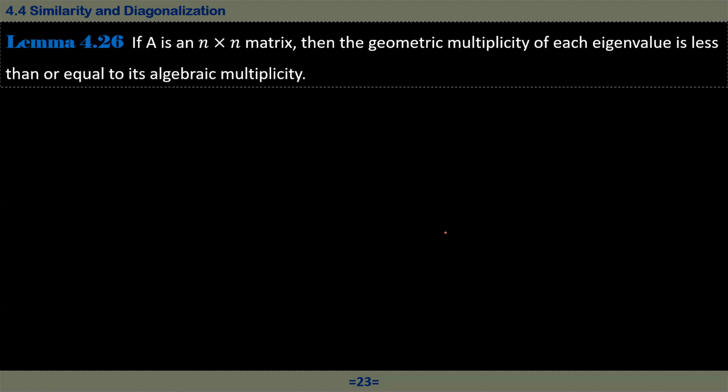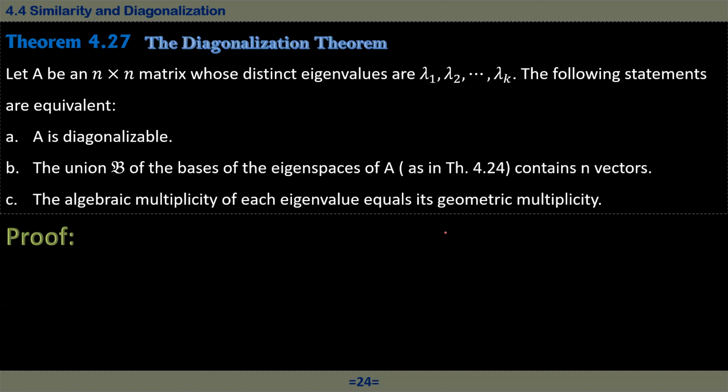So another lemma, we'll also have a look at this and the proof. If A is an n by n matrix, then the geometric multiplicity of each eigenvalue is less than or equal to its algebraic multiplicity. We know that geometric multiplicity is the number of basis vectors in each eigenspace, and this is always less than or equal to the algebraic multiplicity. You can see an example of this in the next example.